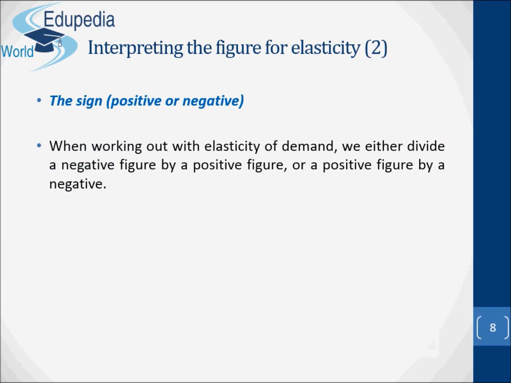Now, the sign, whether positive or negative. Demand curves are generally downward sloping. This means that price and quantity change in opposite directions. A rise in price, a positive figure, will cause a fall in the quantity demanded, a negative figure. Similarly, a fall in price will cause a rise in the quantity demanded. Thus, when working out price elasticity of demand, we either divide a negative figure by a positive figure or a positive figure by a negative one. Either way, we end up with a negative figure.